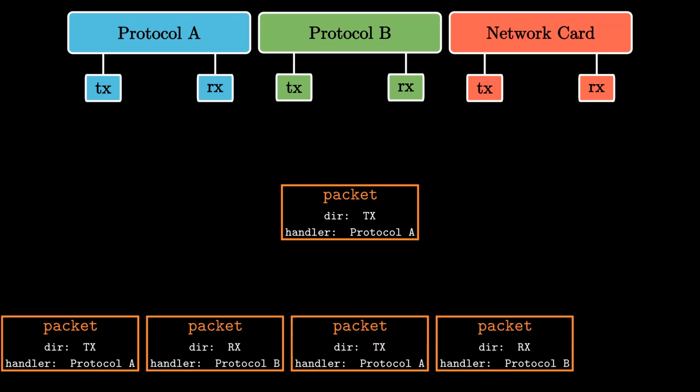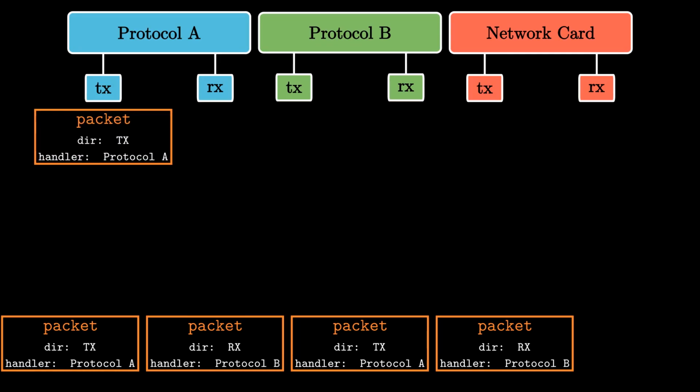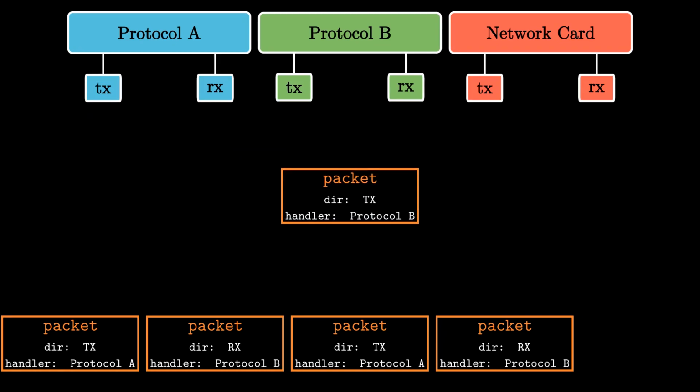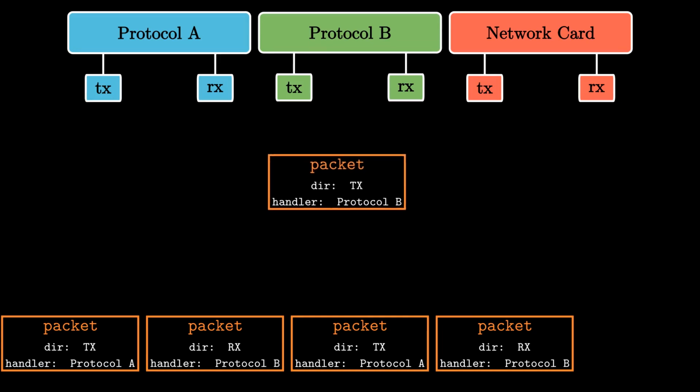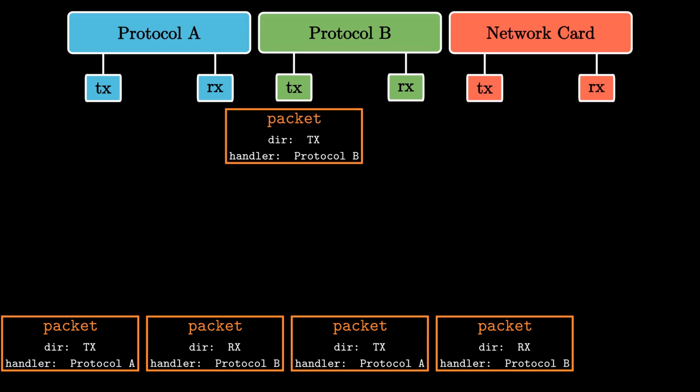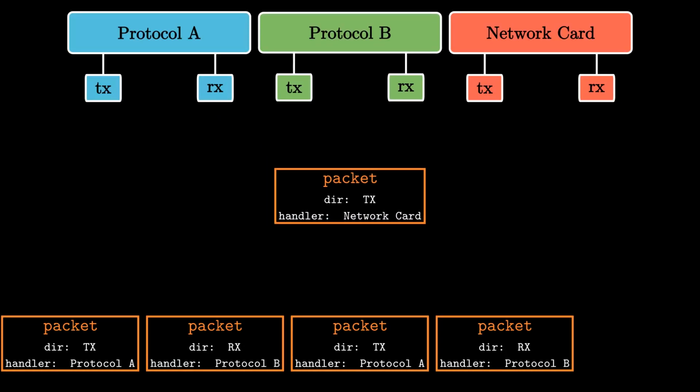The packet that we're currently processing will be passed to the tx function of protocol A, as can be seen via the members. Once there, protocol A will process the packet and set the handler to the next protocol that the packet should visit. Let's say protocol B. The packet is then returned to us, at which point we inspect the dir and handler members to determine the appropriate function that the packet should be passed to next. Protocol B will then update the handler method and set it to the appropriate protocol to be called.